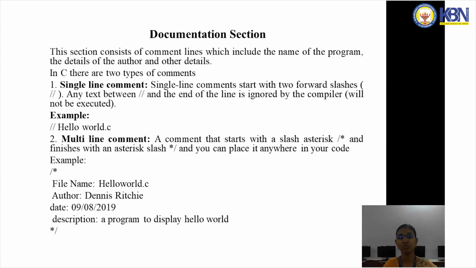For example, in that book we consider what is the name of the book, what is the price, and details of the author. In C, there are 2 types of comments. First one is a single line comment. Single line comment means it starts with forward slashes. Any text after the forward slashes on these lines is ignored by the compiler.